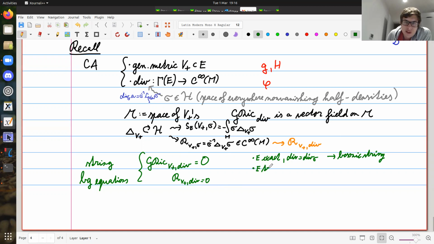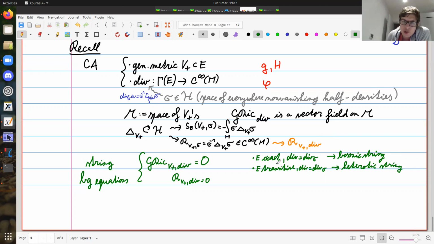If you take E to be transitive, and say again this divergence comes from this one, and the generalized metric has to have some right projection properties and right rank, but I may not write that, then this corresponds to the heterotic string. For this, you can see more in Mario's work.